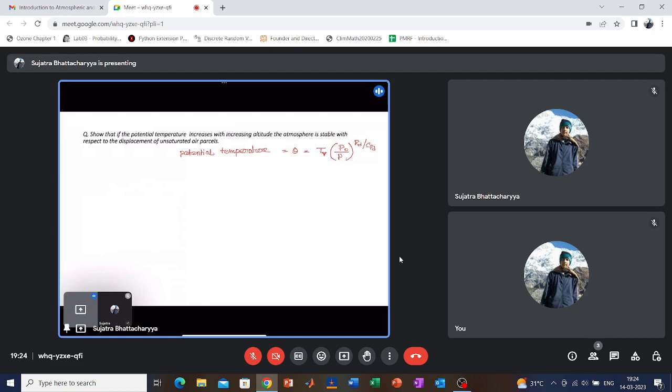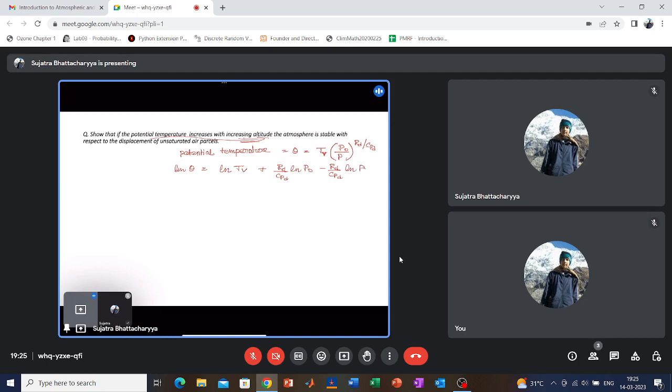Now what I need is that potential temperature increases with altitude. Right? If potential temperature increases with altitude, what does this mean? We need delta theta delta z. Simple. If this is the expression, now I take log of both sides. So log of theta will be equal to log of TV plus RD by CPD log of P naught minus RD by CPD log of P.